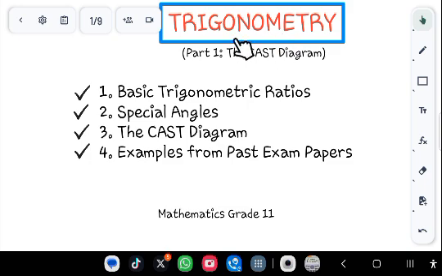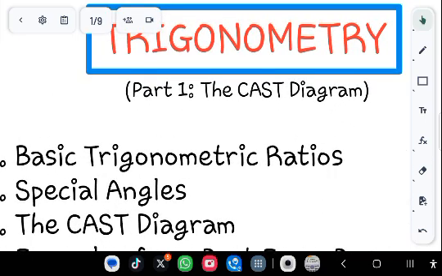And in this video, we're going to focus on trigonometry for mathematics grade 11, and this is part 1 of a 5-part video series. And in this part, which is part 1, we're going to focus on the CAS diagram.